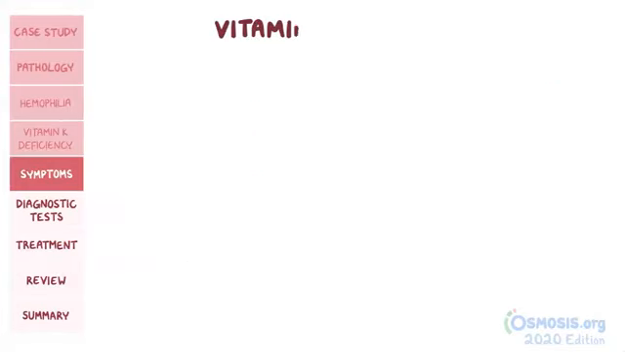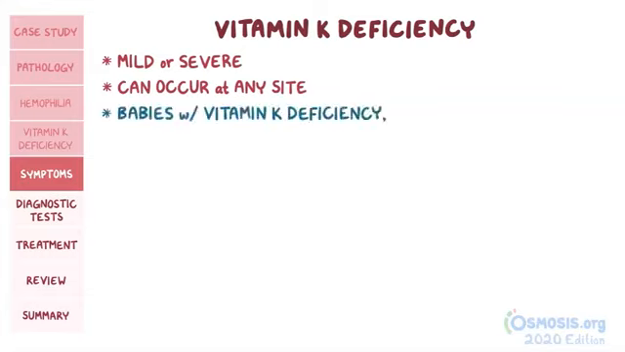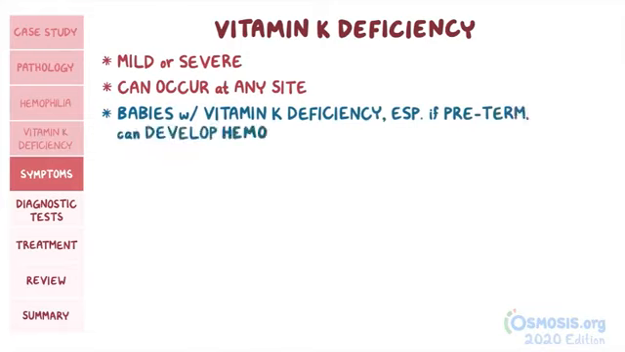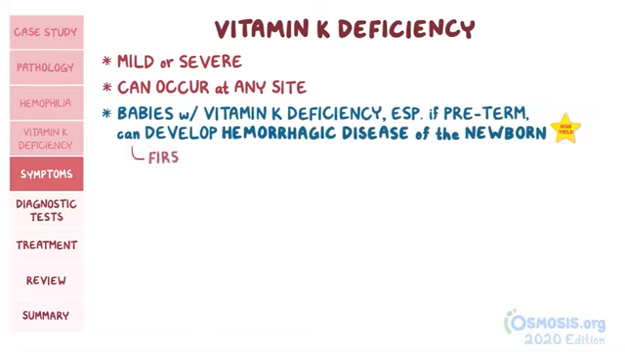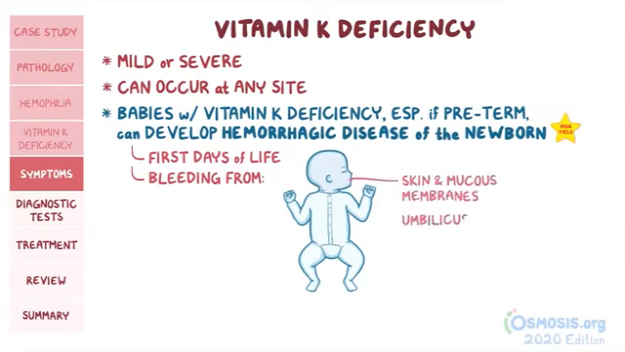Now, bleeding in vitamin K deficiency can be mild or severe and basically can occur at any site. An important fact to remember for the exams is that babies with vitamin K deficiency, especially if they're preterm, can develop a condition known as hemorrhagic disease of the newborn. This usually occurs during the first days of life and is characterized by bleeding from the skin and mucous membranes, the umbilicus, GI bleeding, or intracranial bleeding.